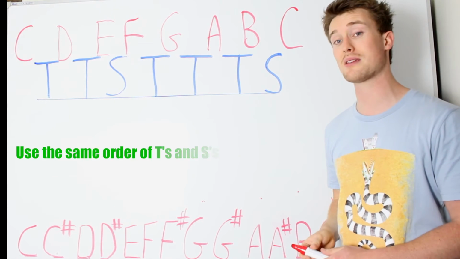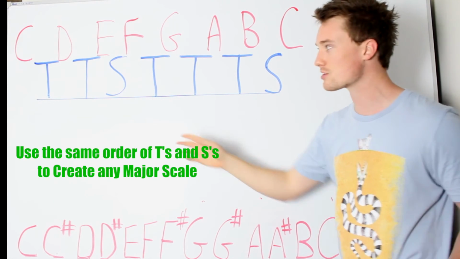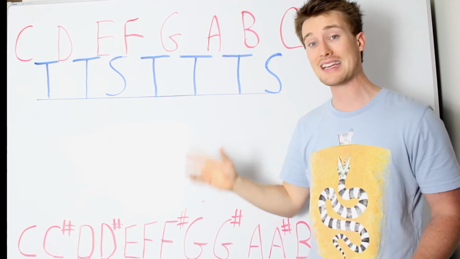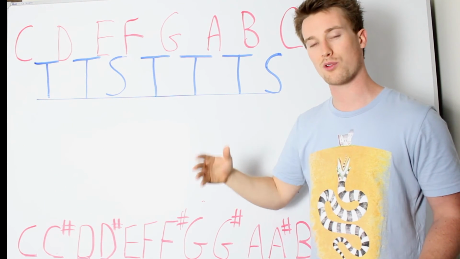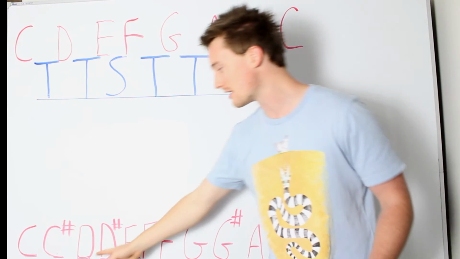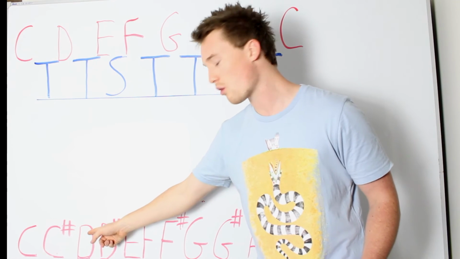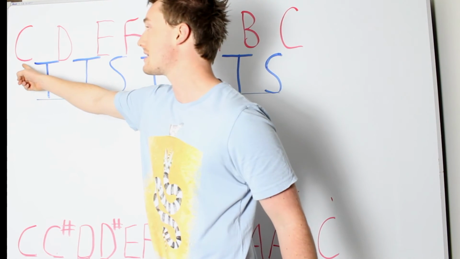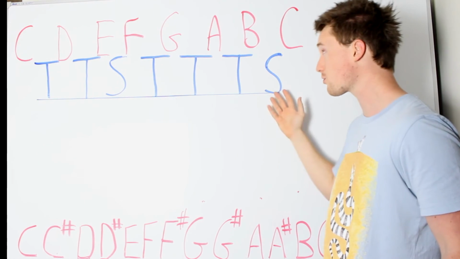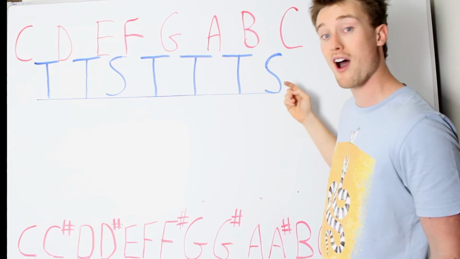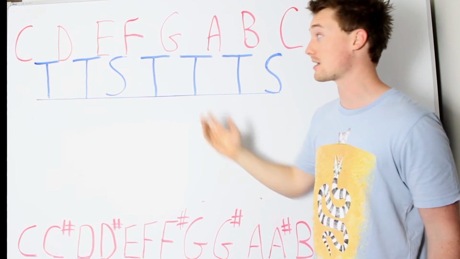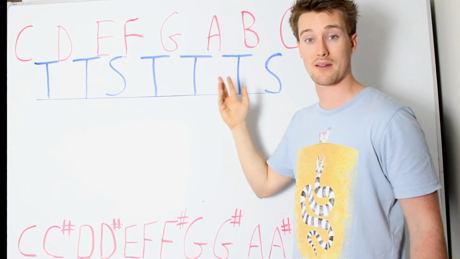Specifically, we're looking at the C major scale, but you just take this order of tones and semitones and apply it to any letter name, and you'll get that appropriate corresponding major scale. So for example, if we wanted a D major scale, all we would do is start with a D, move up a tone, semitone, and follow through until we get an octave higher in pitch to a D. And that's it. That's all you need to do to create a major scale.